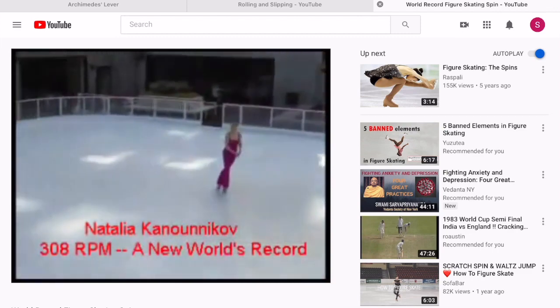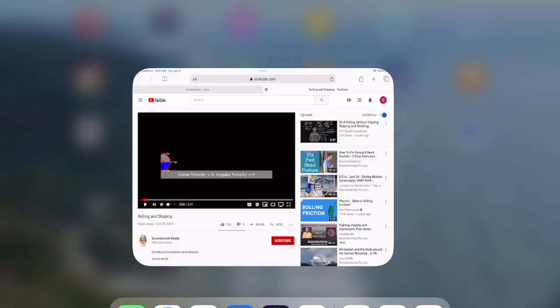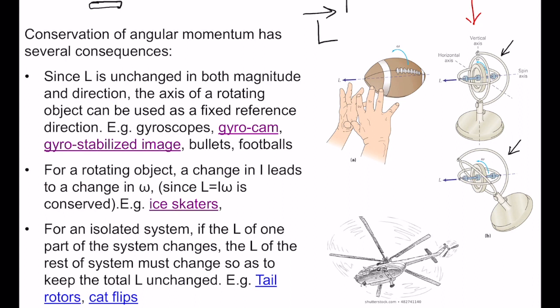So did you see what happened? She was at first spinning slowly, but she had her arms and legs spread out, and so her I was larger. Remember that more mass distributed away from the axis of rotation gives you a larger I. Then she brought her arms and legs close to her axis of rotation, and that made her I smaller. So her omega has to go up to conserve angular momentum, and so she started spinning really, really fast. Okay, so that's the second class of applications.